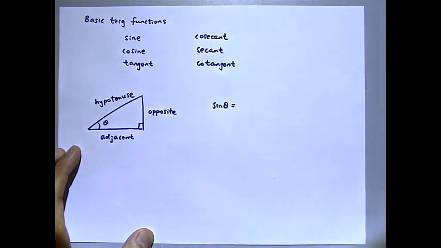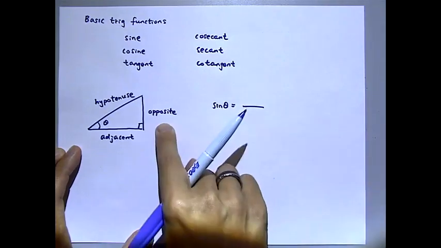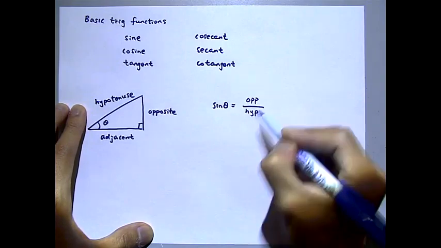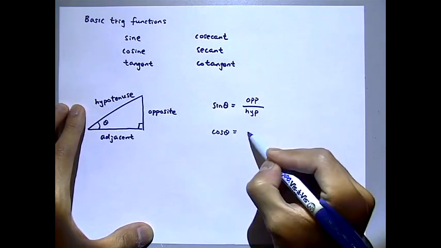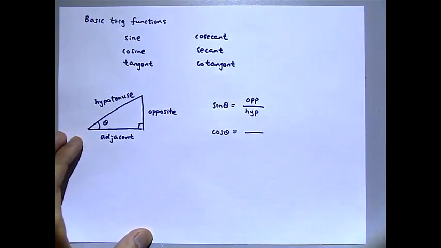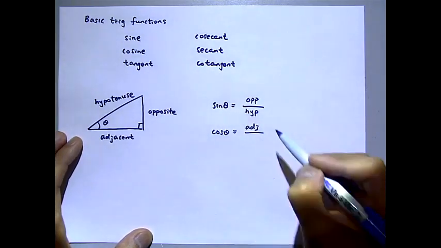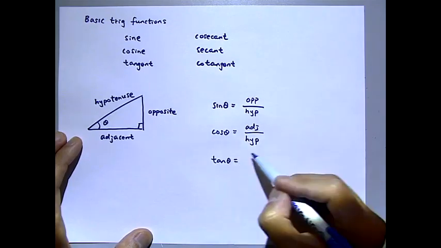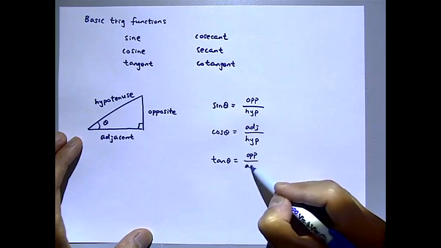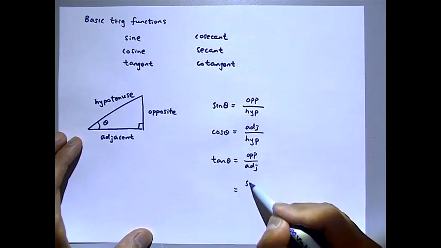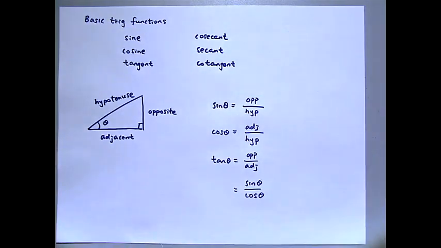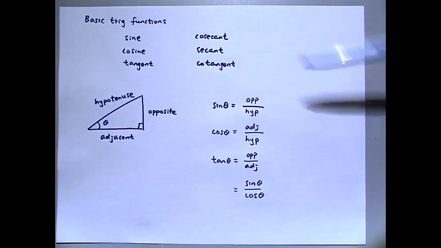Sine is what? Opposite over hypotenuse, right? Cosine, what's cosine? Adjacent over hypotenuse. Tangent is the opposite over adjacent, which is also equal to sine over cosine, right? Now, if you know these three, which I'm sure we all do, then the other three are just reciprocals of these.